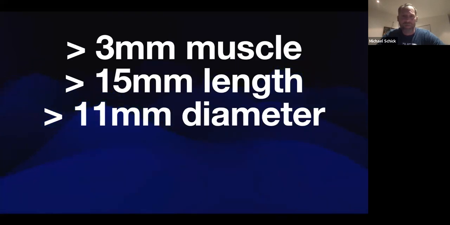And you're going to have to freeze the image and make some measurements because you want to know if you have to do surgery or not. Of course, the clinical picture is the most important, but what you're looking for is greater than 3 millimeters of muscle thickness, greater than 50 millimeters of length of the pylorus, or greater than 11 millimeters of diameter.